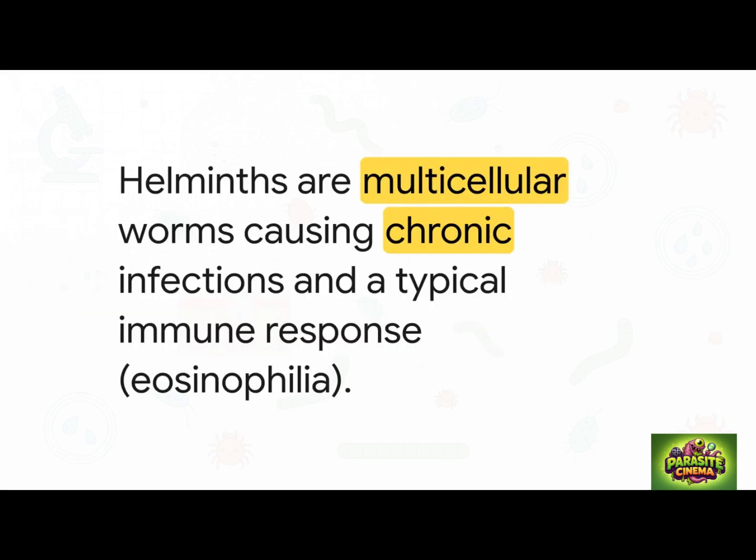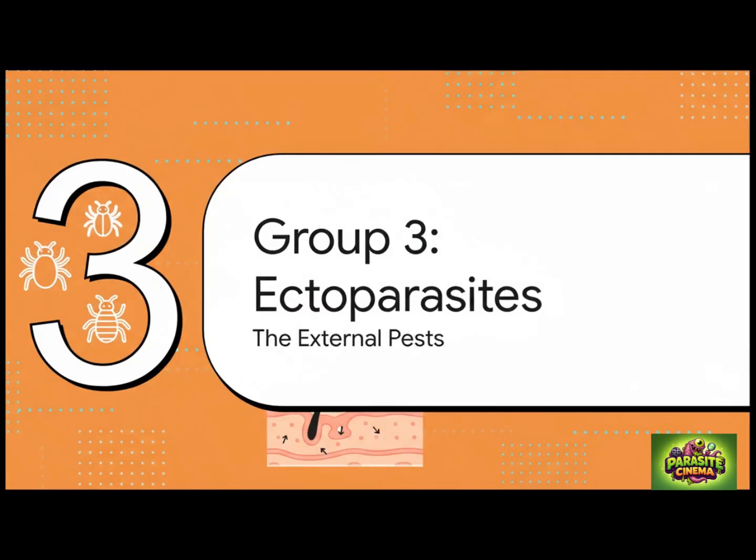So what's the most important message about helminths? They are multicellular worms, they typically don't multiply inside the body, they lead to chronic infections that depend on the worm load, and they trigger that characteristic immune response with elevated eosinophils. For our last category, we're moving from inside the body to the outside. Let's take a look at Group 3.